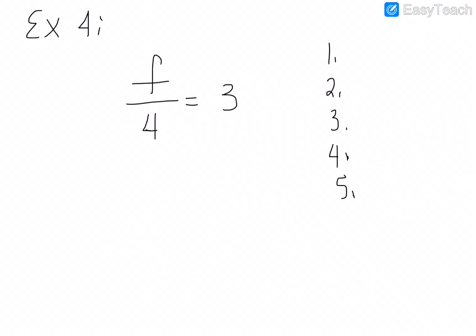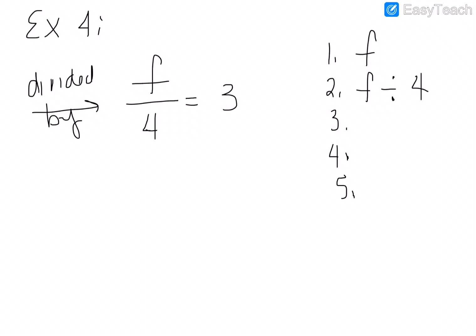Okay, next equation here, we've got f, remember that means divided by 4. F divided by 4 equals 3. So step 1 is to identify the variable. It is an f. What's happening to the variable? F is being divided by 4. So now we're going to undo that by multiplying by 4. The opposite operation is multiply by 4.